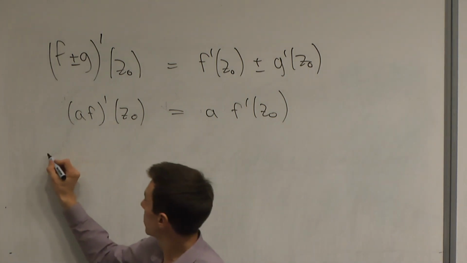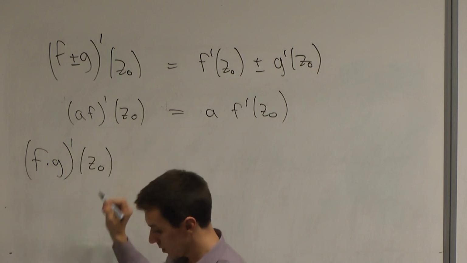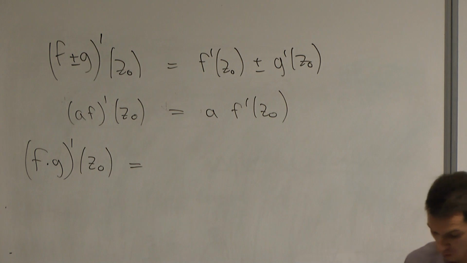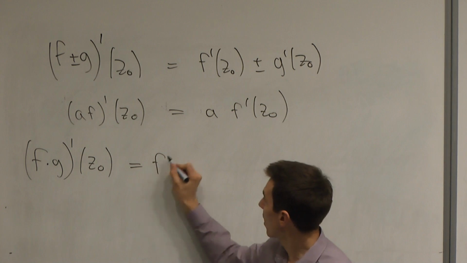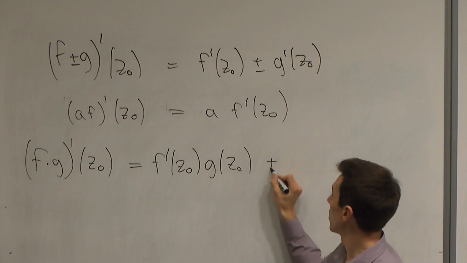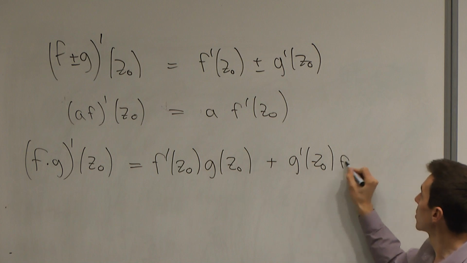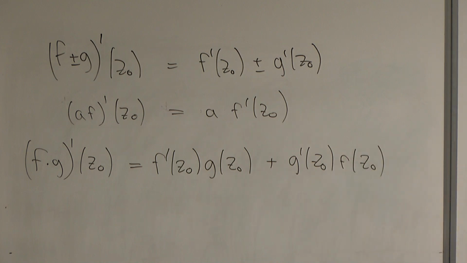And then with the product, we have a similar result as we've got in the real case. So we've got Leibniz rule or the product rule. Okay? So this is equal to f'(z0) multiplied by g(z0) plus g'(z0) multiplied by f(z0). Okay, so the results you've seen in the real case extend to the complex case. Right.